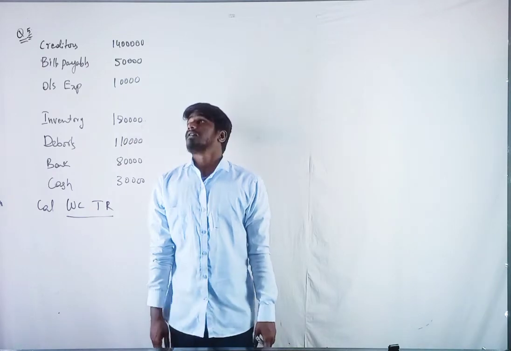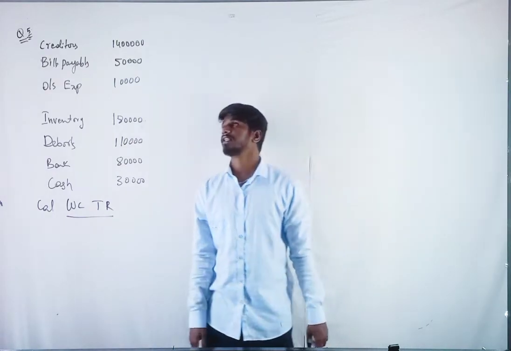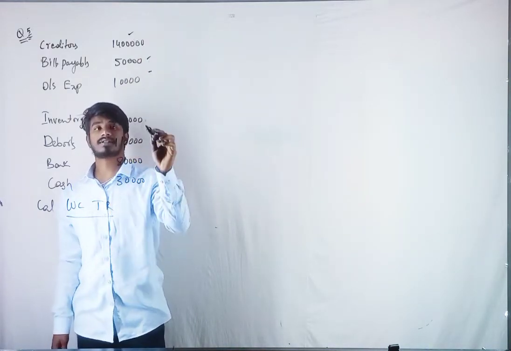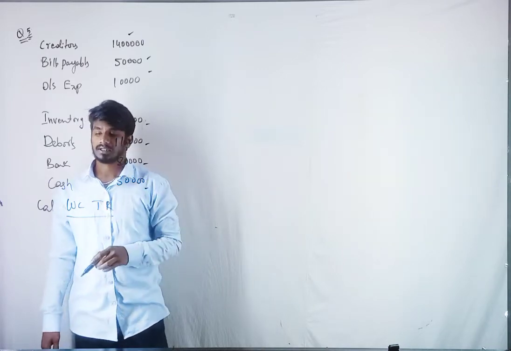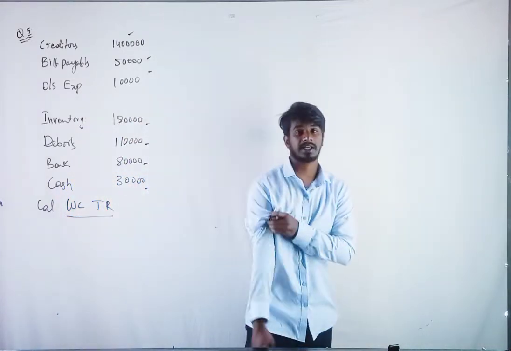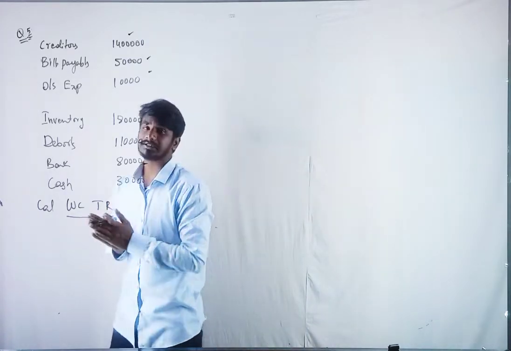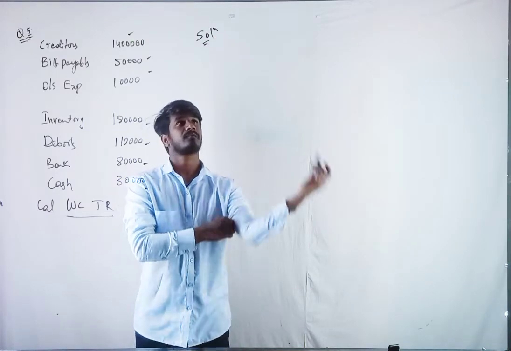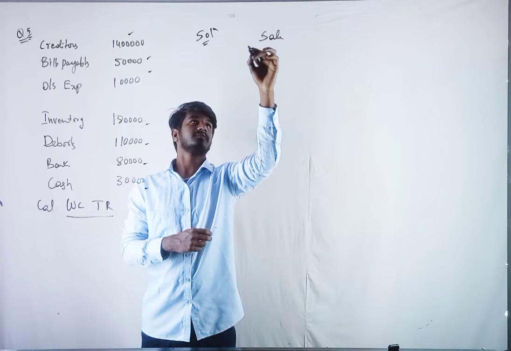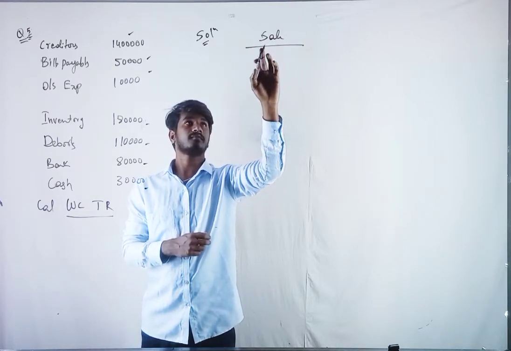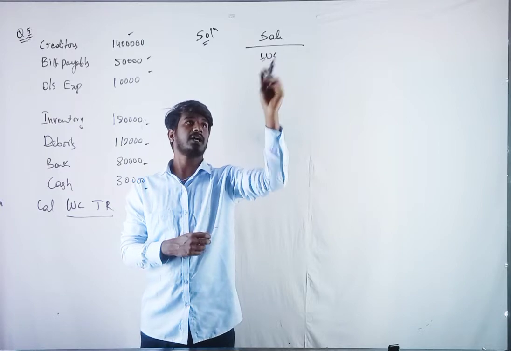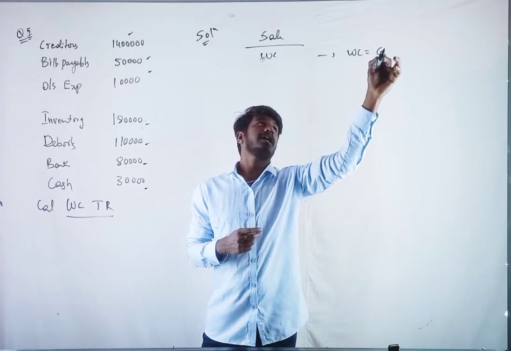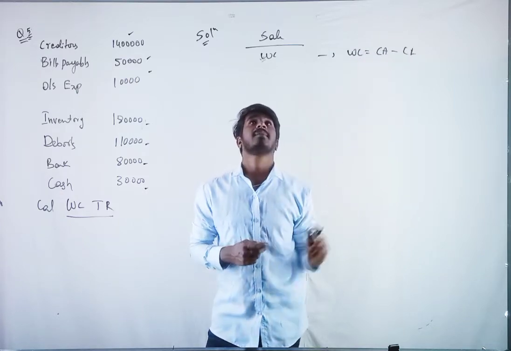The question number 5 is on the board. Shall we discuss? They have given creditors, bills payable, outstanding expenses, inventory, debtors, bank, cash. Calculate working capital turnover ratio. What is the formula? Sales divided by working capital. So, working capital is equal to current asset minus current liability.